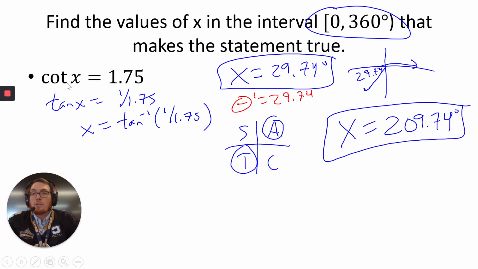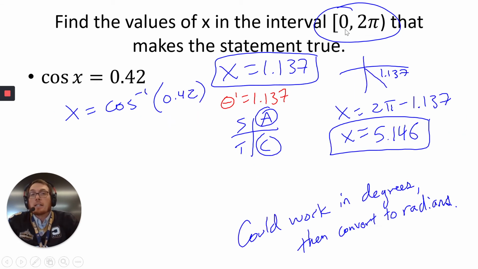Next one is cotangent. Remember, if you have cotangent, you need to do its reciprocal. So you need tangent, and that's 1 divided by 1.75. Tan inverse of that, you get just under 30, 29.74. That's also the reference angle because it's in quadrant 1. The second answer is in quadrant 3 because tangent's positive in 1 and 3. And to find the answer in quadrant 3, it's always 180 plus the reference angle. So you got the 180 plus the reference angle of 29, and that will give you your answer of 209.74.